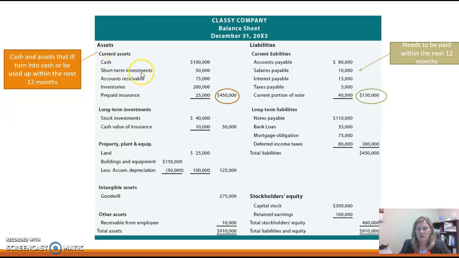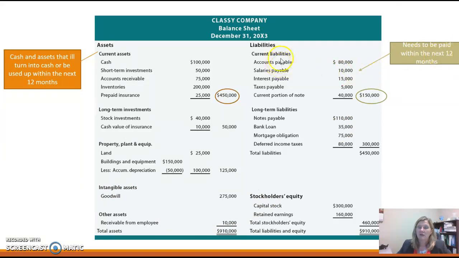So here we can see our cash, our short-term investments, accounts receivable, inventories, our prepaids. We expect all of those to either be used up or to turn into cash within the next 12 months. Our total current assets are $450,000. Then we see our long-term investments, those that we're going to hold for longer than 12 months, our stocks, maybe the cash value of our life insurance. Next, we have our intermediate assets, the property, plant, and equipment. It's our land, our buildings, all of our equipment, less the depreciation that we've taken. And then intangible and other assets are rounding out the bottom to get us to our total assets.